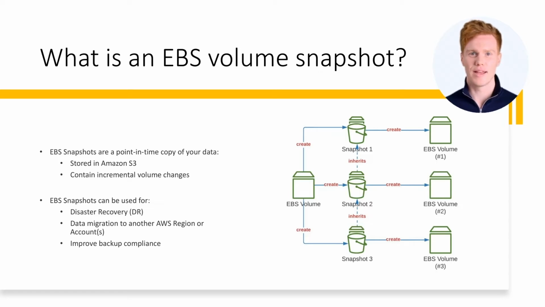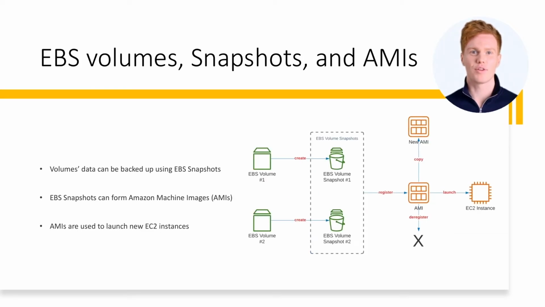You can create as many EBS volumes from any of your EBS snapshots as you'd like. One or more snapshots can form an Amazon Machine Image, or AMI. An Amazon Machine Image is a supported and maintained image that provides the information required to launch an instance. In this video, we'll focus on snapshot operations only and cover AMIs in the next video.